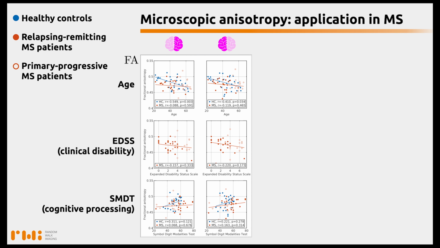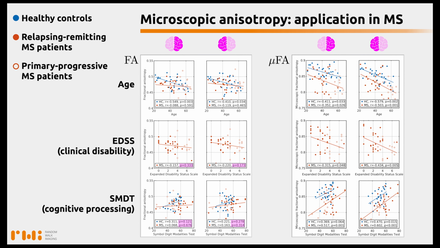You can see that the p-values associated with correlations between fractional anisotropy and either EDSS for clinical disability or SDMT for cognitive processing are quite high, which shows that FA does not correlate with these scores. On the other hand, microscopic fractional anisotropy does present much lower p-values. This reflects the fact that microscopic fractional anisotropy actually quantifies white matter integrity.